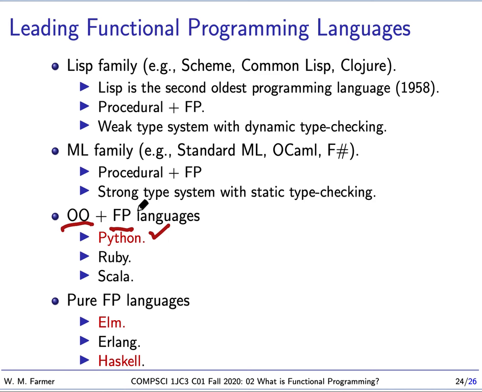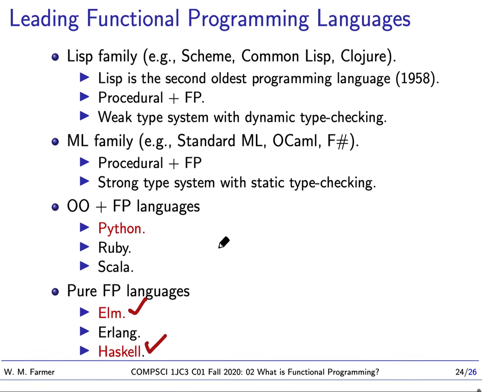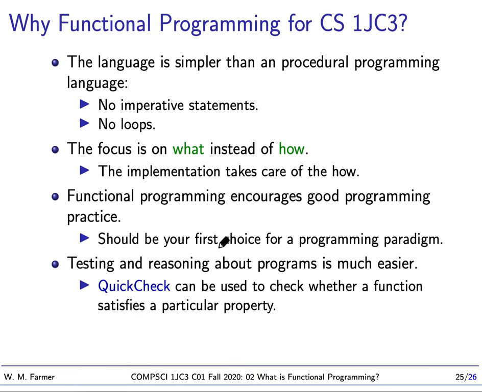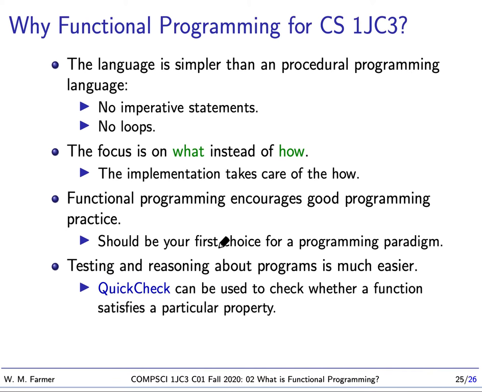And finally, the last group we're going to look at are relatively pure functional programming languages. Pure meaning we have just side-effect-free functions, we don't modify state if we can help it, and we don't mutate data if we can help it. And I mentioned three here, Elm, Erlang, and Haskell, and of course you're going to be learning Haskell this year. Okay, so those are some of the leading functional programming languages. So why are we choosing functional programming for computer science 1JC3?